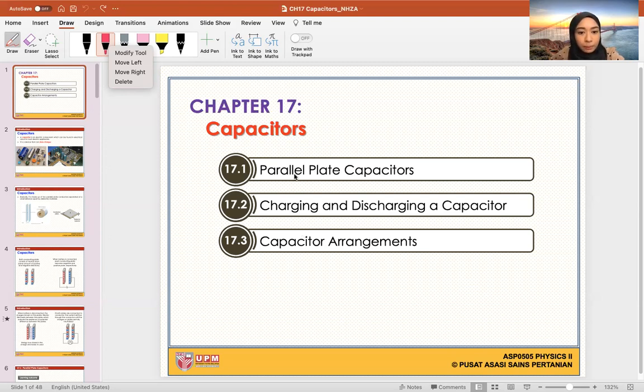And for this topic, we will learn about parallel plate capacitors, charging and discharging a capacitor, and capacitor arrangement. Now, the thing to note about the parallel plate capacitor, I think it's bearable. This part is the part that students always find confusing, so when I'm teaching this subtopic, I want you guys to pay attention to this one. It's not hard, but it's just a little bit confusing. And this one, I think it's easy. Overall, this is the topic that you should focus on because it's a bit confusing.